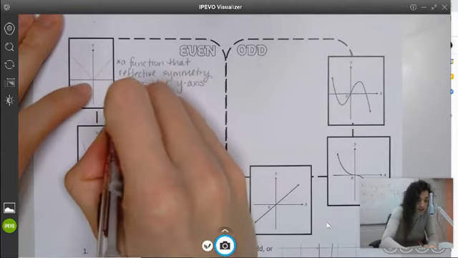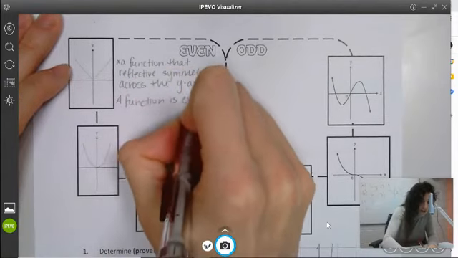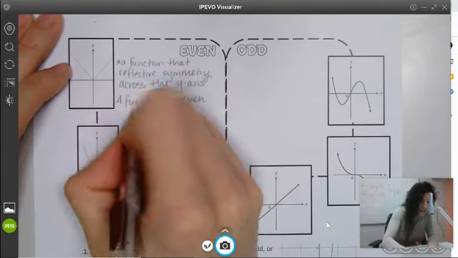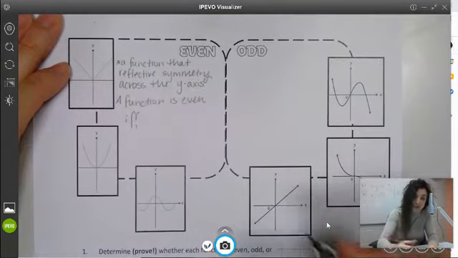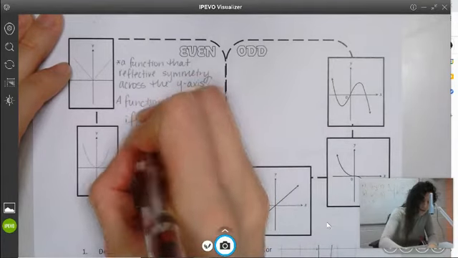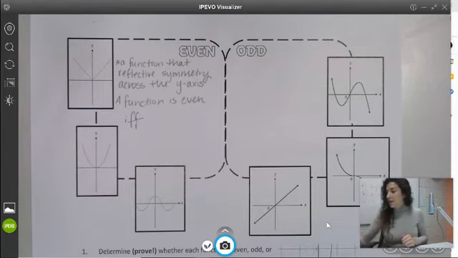We have an official definition. A function is even if and only if, remembering back to what we know about these if and only if statements, them being two-way streets. If the first part is true, then the second part is true. If the second part is true, then the first part is true.